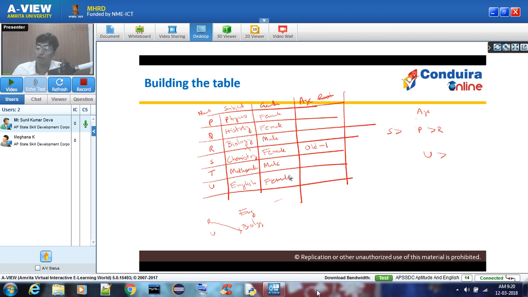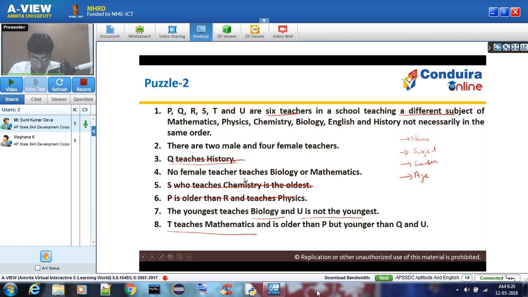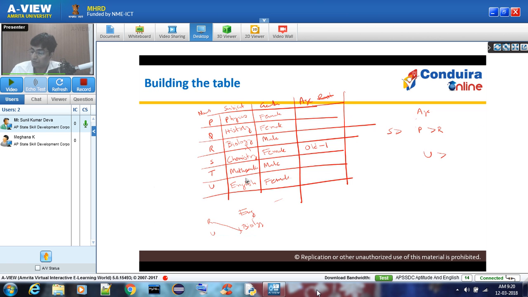So three of the columns are completely filled. We just need to arrange the ages in the ascending order or in a sequential order and we're done. T is older than P, but younger than Q and U. So obviously U cannot be the youngest.